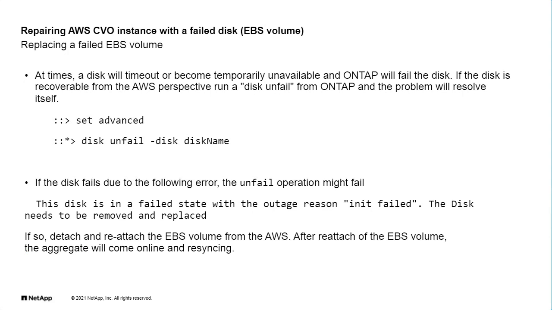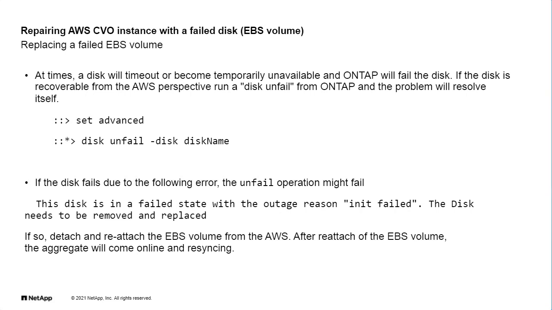So first thing to do is from your CVO CLI, you can set your privileges to advanced and try to unfail the disk first. Sometimes you will see the operation fail with the following error message. So the disk is in a failed state with the outage reason and it failed. In this case, what I would like to do is from the EC2 console, locate the EBS volume and detach it and reattach it. This should take care of this if the disk is actually indeed not broken.